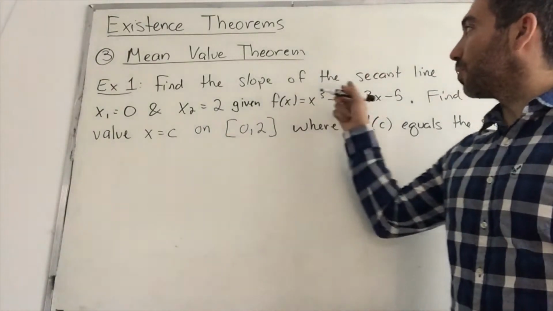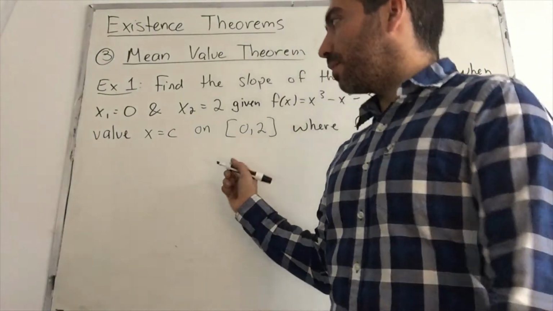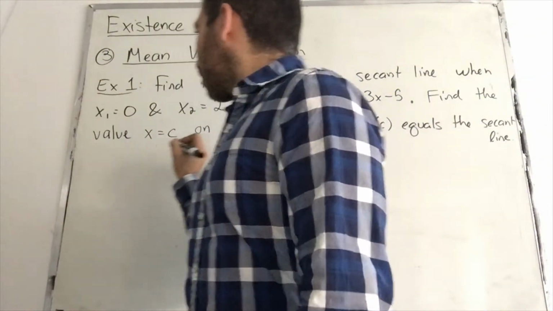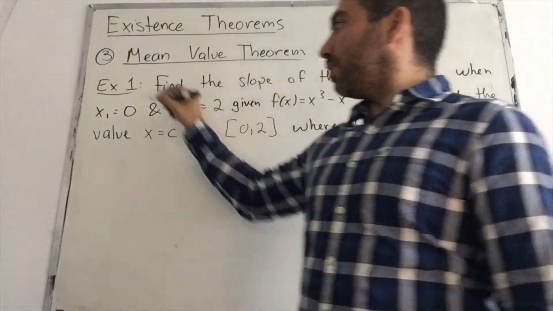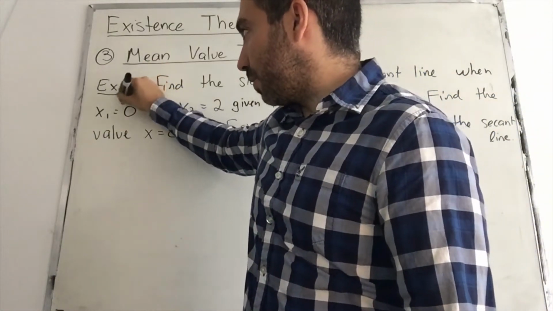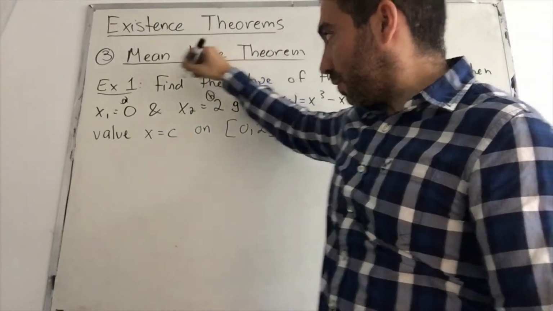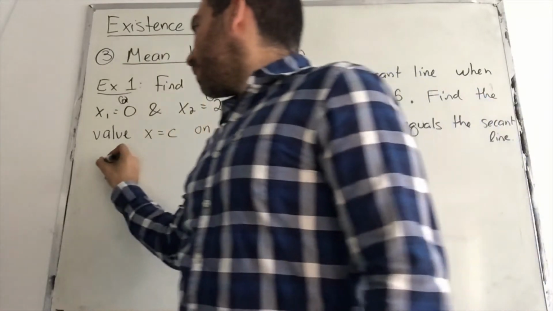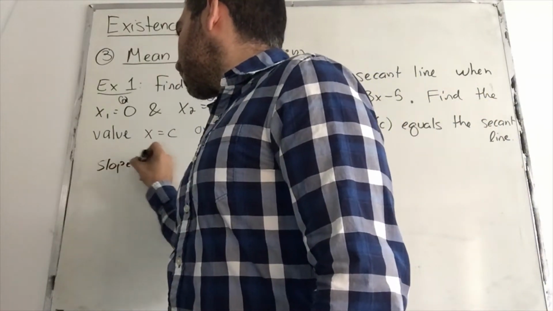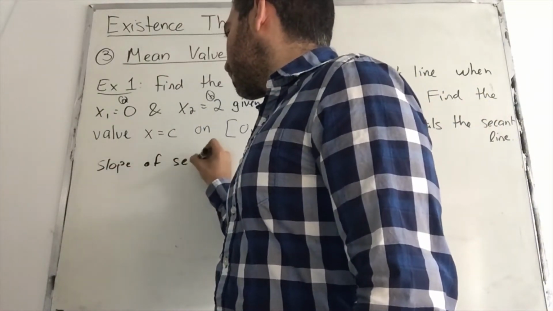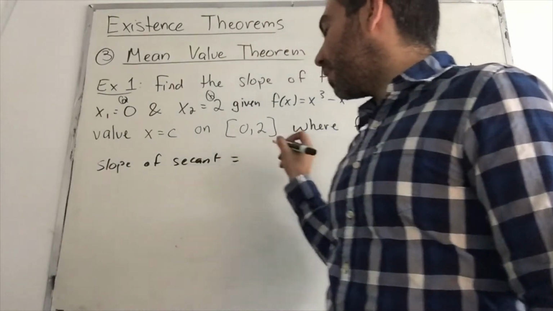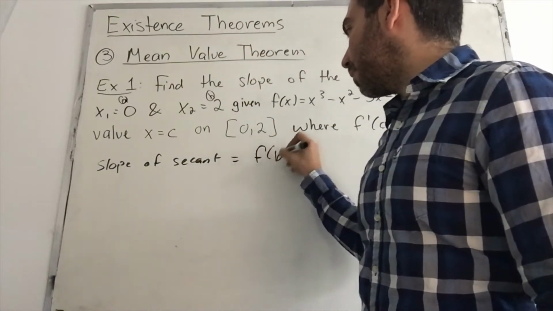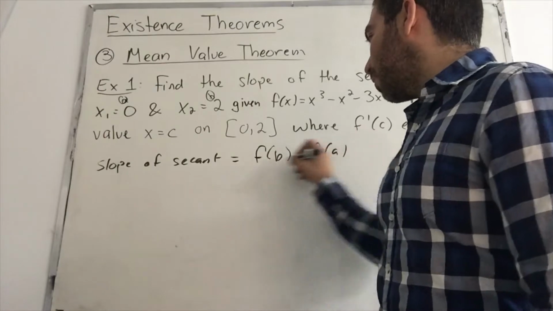Let's begin by finding the slope of the secant line. We know that the interval is 0 to 2. You can think of this as your a value. You can think of this as your b value. So the slope of the secant is equal to f of b minus f of a over b minus a.